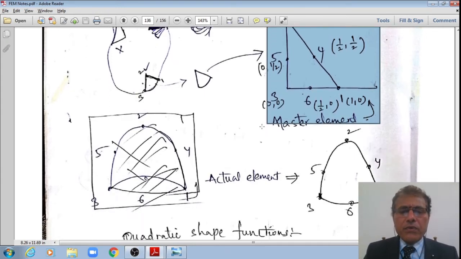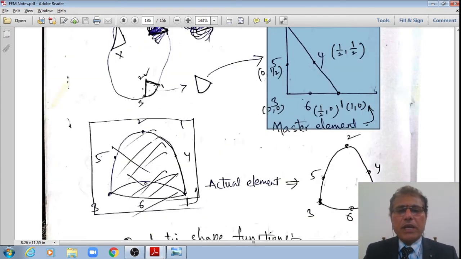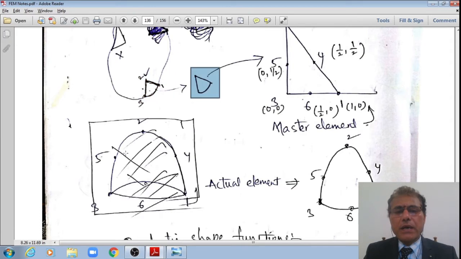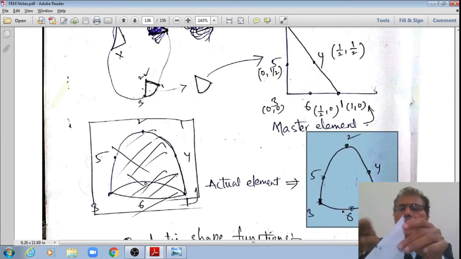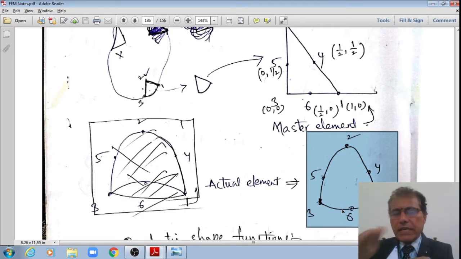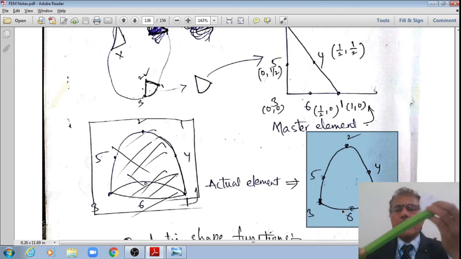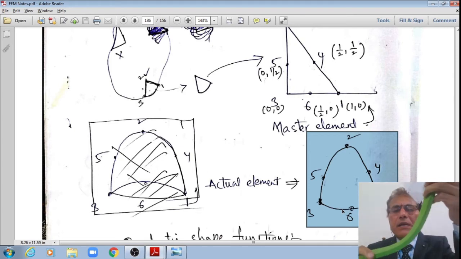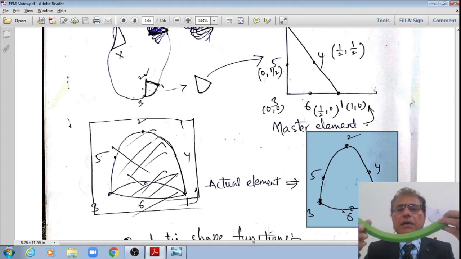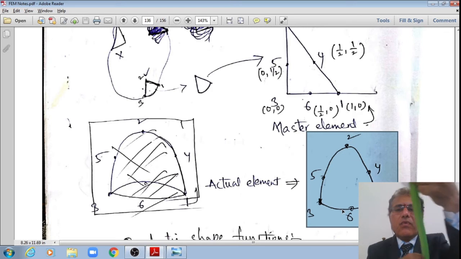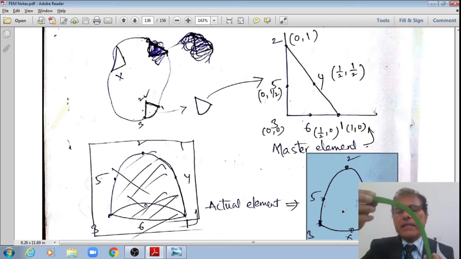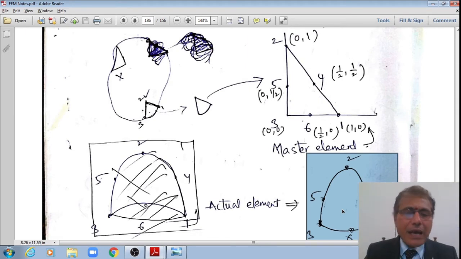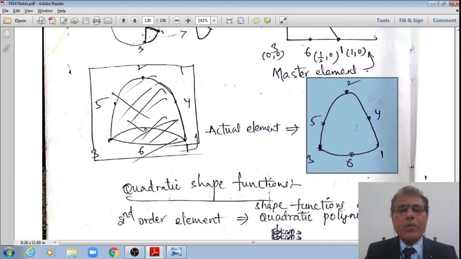Then for this master element, this is the actual element, students. Now the edges may be curved like this. This edge need not be a straight line, this can be a curved edge like this, right? Even the line 1 3, or line 1 5, 5 2 may also be curved like this, as appropriate. Therefore, because this is not linear, the shape functions must be quadratic.